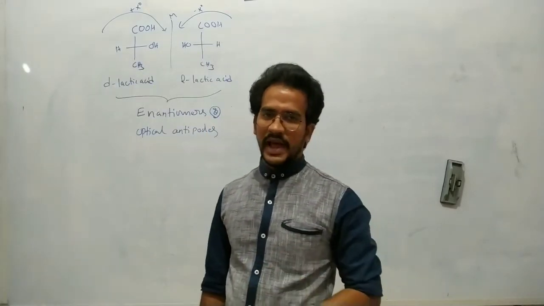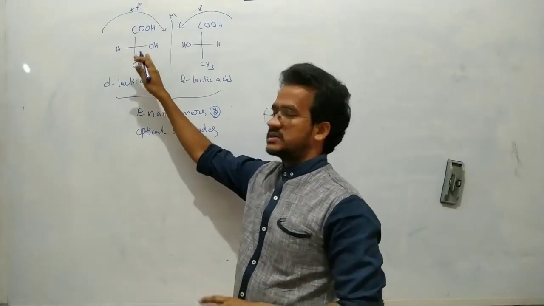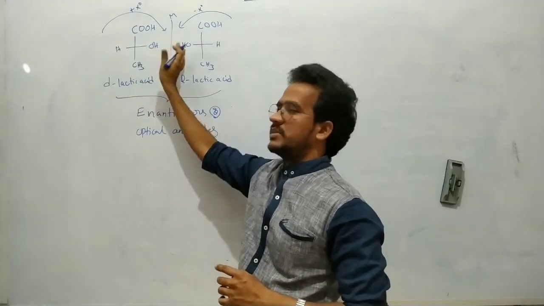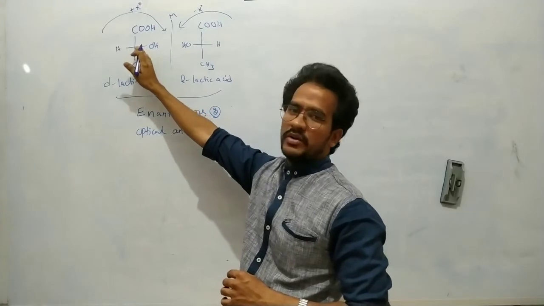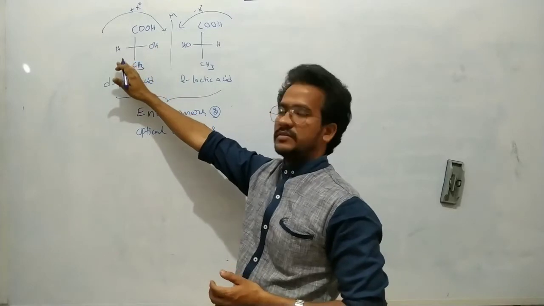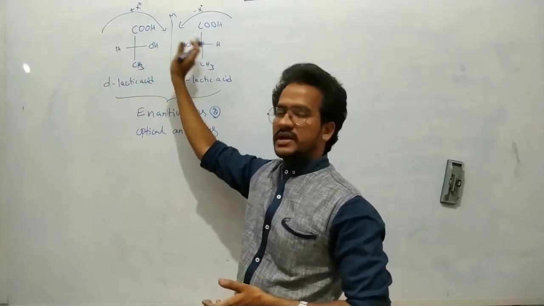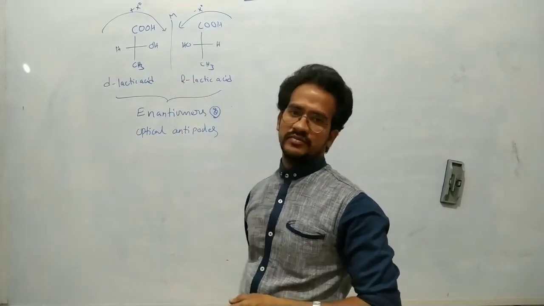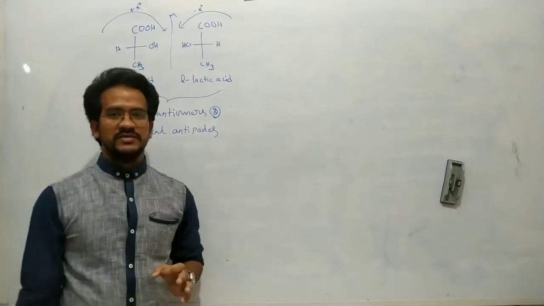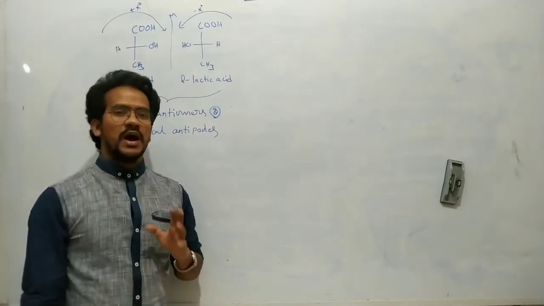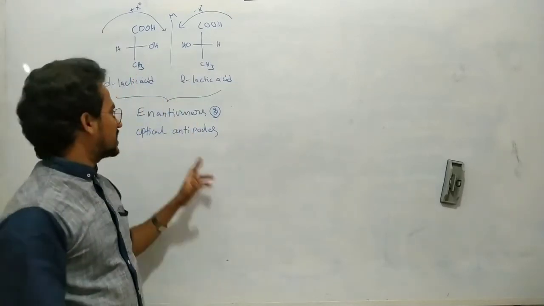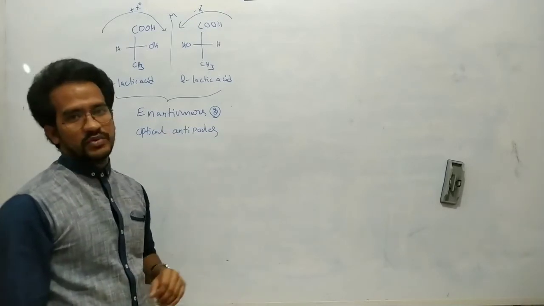Enantiomers are optical antipodes. That means here different optical activity. The same compound, same connectivity, but different spatial arrangement, mirror images of each other. If this compound rotates PPL to the right side, then its mirror image rotates PPL to the left side. If it rotates PPL to the left side, then its mirror image rotates PPL to the right side. That is, one is dextro, one is levo. So the pair of mirror images which are non-superimposable and optically active, this one rotates PPL, this one also rotates PPL, that pair of compounds is called enantiomers or optical antipodes.